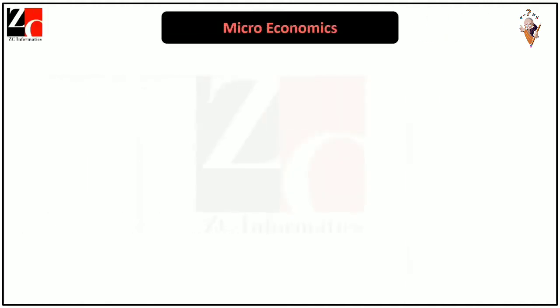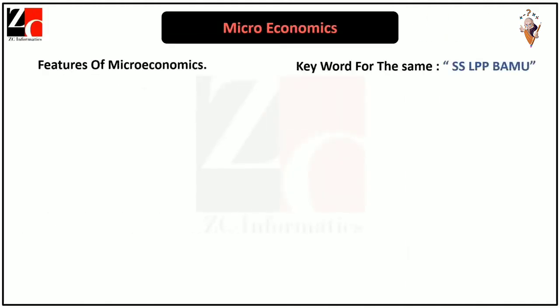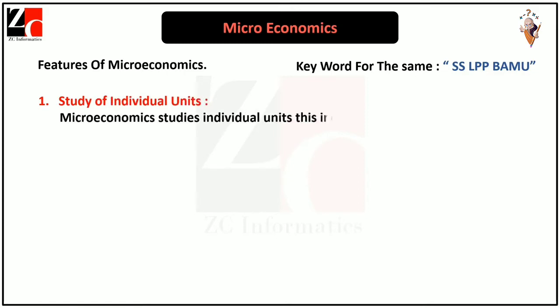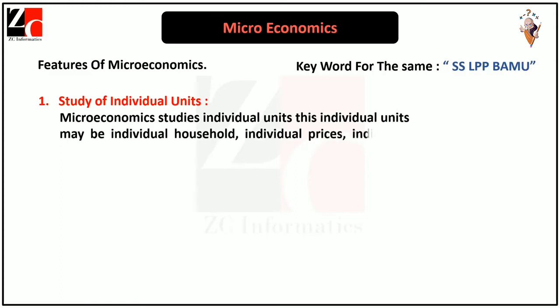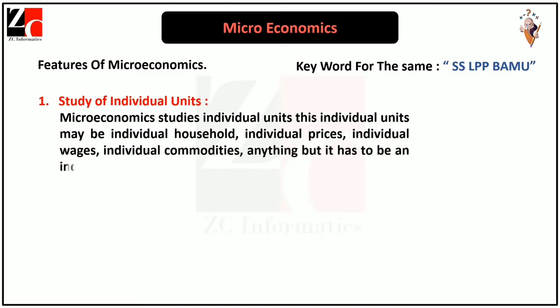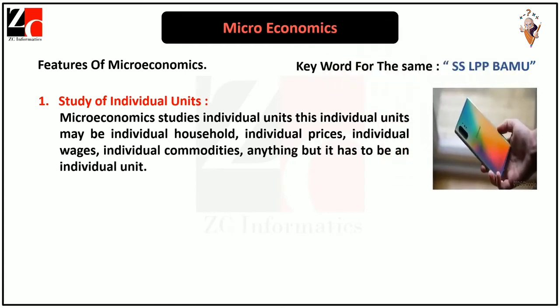Features of microeconomics. Keywords are given above. Kindly refer to the same. Point number 1. Study of individual units. Microeconomics studies individual units. These individual units may be individual household, individual prices, individual wages, individual commodities, anything, but it has to be an individual unit. In microeconomics, the behavior of individual consumers and producers is analyzed in detail. Microeconomics examines the tree, not the forest. Thus, microeconomics studies the behavior of individual economic units.